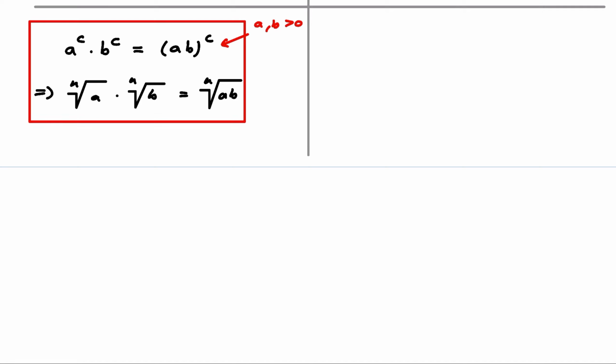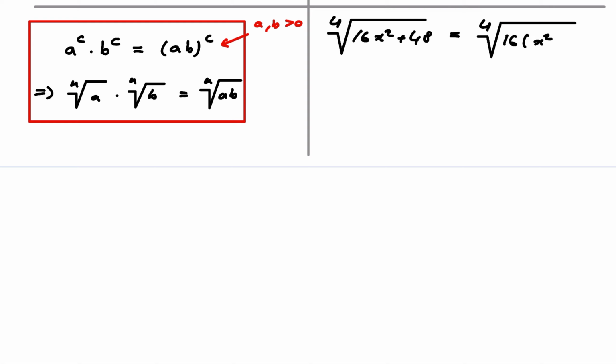So as an example, if we had something like the cube root or the fourth root, let's be a bit more adventurous. Let's do the fourth root of 16 x squared plus 48. Imagine I want to simplify this. You could write this as this guy, but I could factor out a 16 from inside. Factor out a 16, but now I can apply this principle. I should say everything's positive. X squared is greater than or equal to 0, so x squared plus 3 is greater than or equal to 3, which is positive, so I don't have any issues.